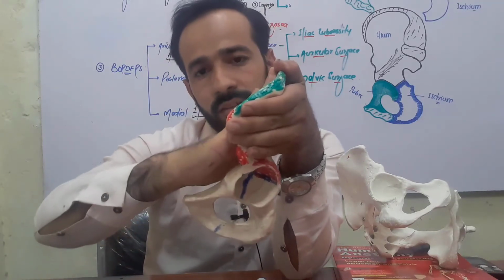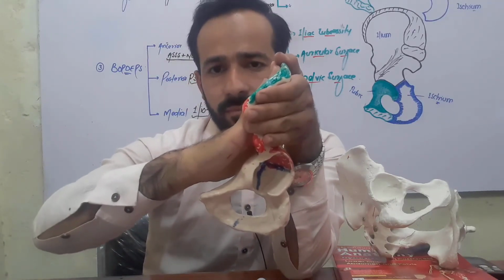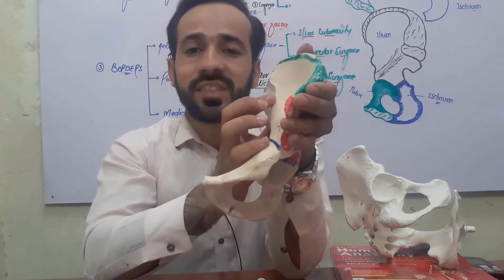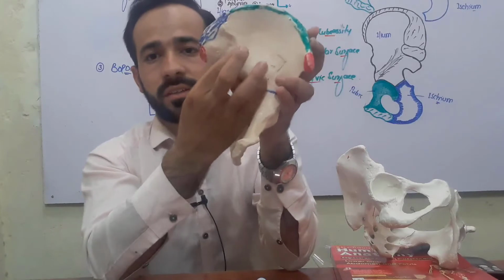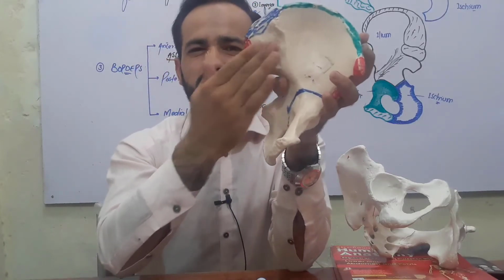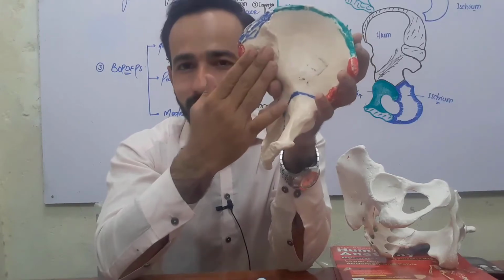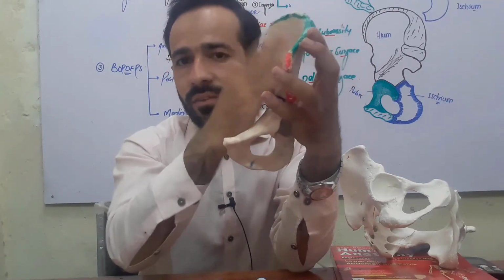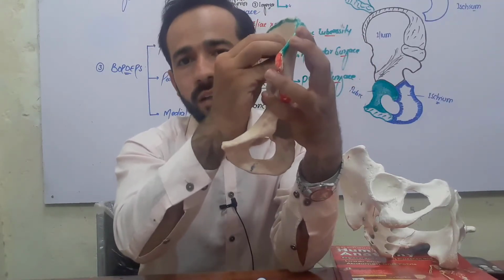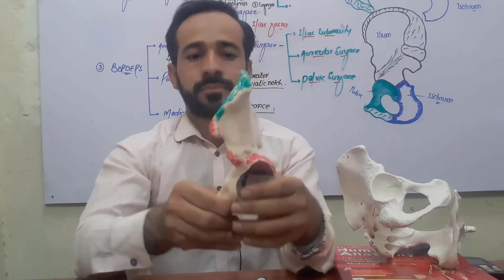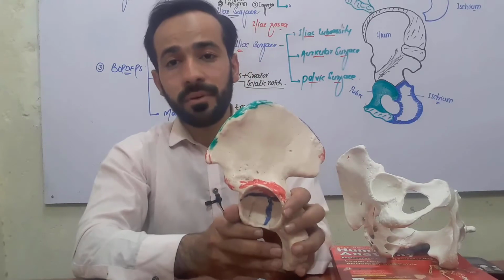Then here is the iliac surface, right? And then here is the sacropelvic or sacroiliac surface, right? This rough surface is called the sacropelvic surface or sacroiliac surface. This is the iliac surface which has the iliac fossa, right? And this is the gluteal surface. Done.